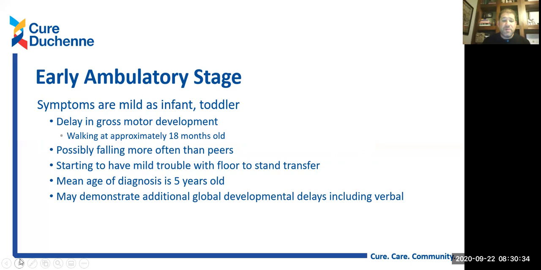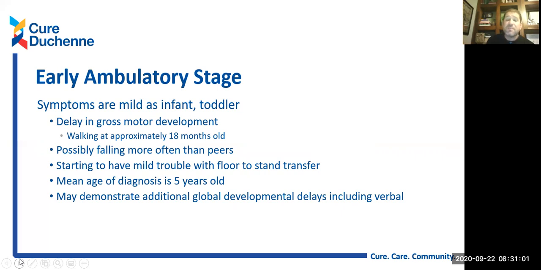With so much awareness and improved care and testing, and how testing has gotten easier. You used to have to do a muscle biopsy. Testing has gotten easier and cheaper. And parents are more aware, pediatricians are more aware, neurologists are more aware. This mean age of diagnosis is slowly being pushed back.